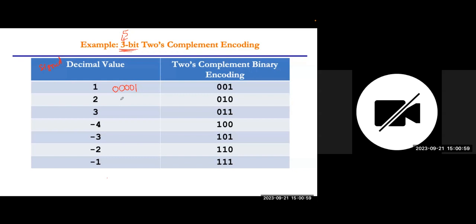Am I clear up to now for two's complement? The positive numbers are equivalent to their binary representation. So for 1, in this example of 3-bit encoding, 1 is represented with 001, equivalent to its binary number. 2 is 010, equivalent to its binary number. So here you can see the third bit is used to represent a positive sign.